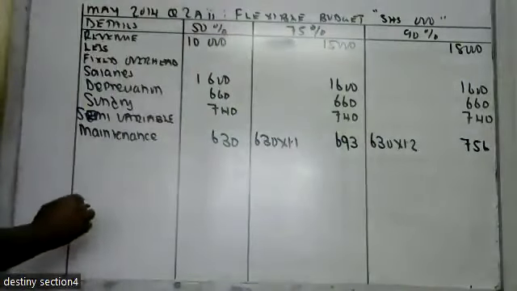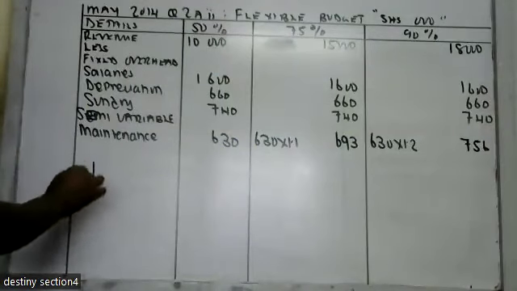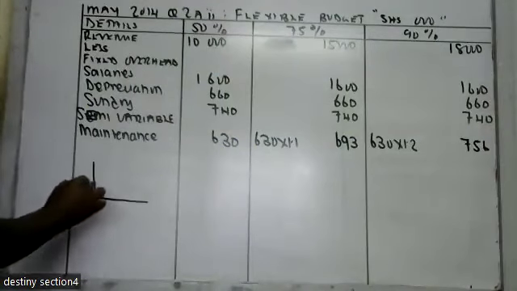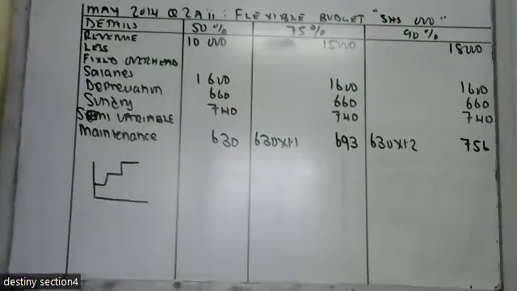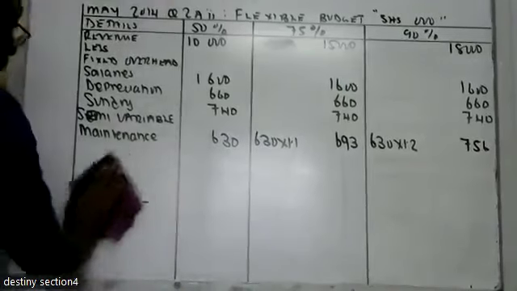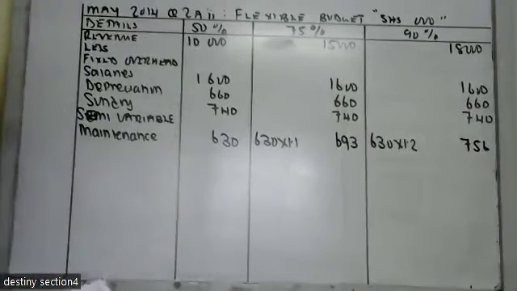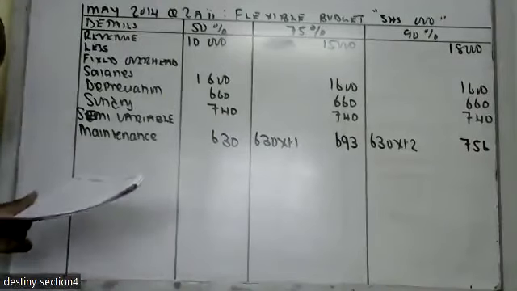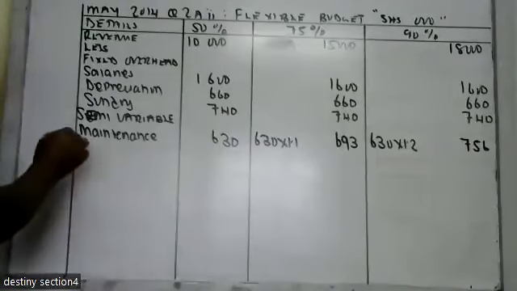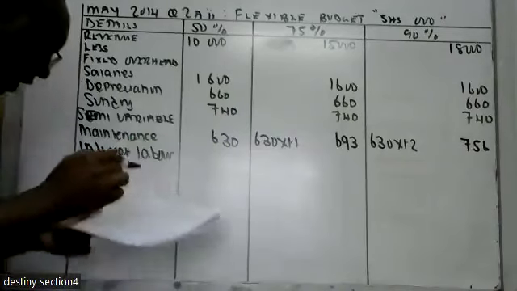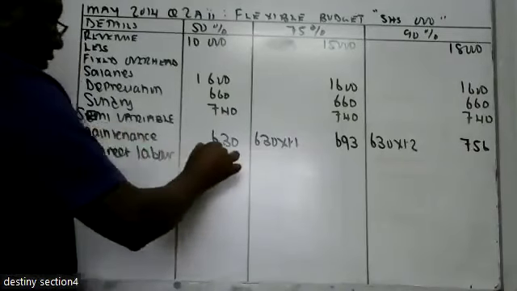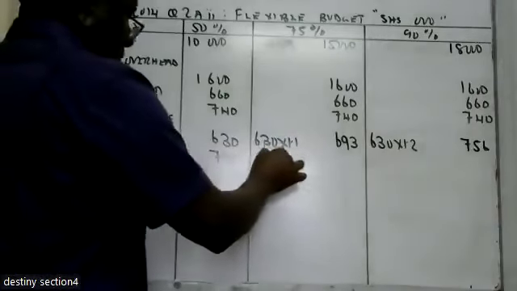Hizi zinaitwa step costs. Step cost inakuwa namna hii. You will remember your topic of cost classification. If these are the units, zinabaki constant up to a particular point. Then zinaruka immediately, zinakaa hapo. Then zinaruka pale inaitwa step. Haya. Wewe mwingine ni indirect labor. Indirect labor is 790. So 790 multiplied by 1.1.